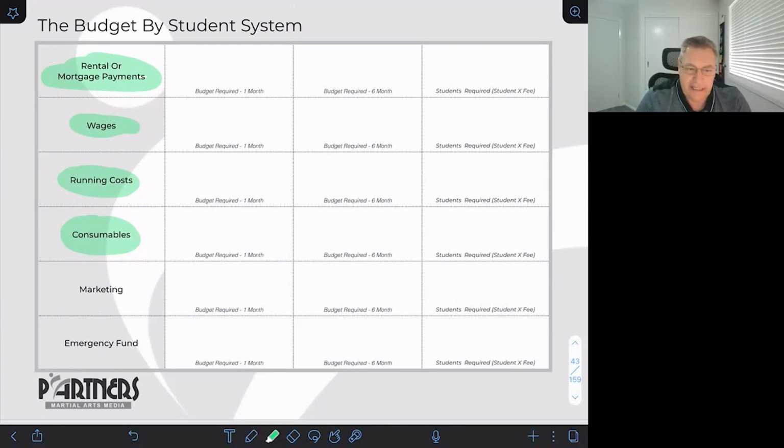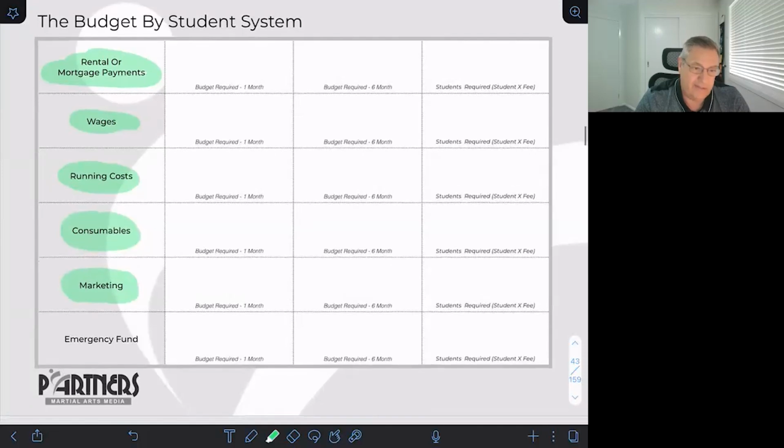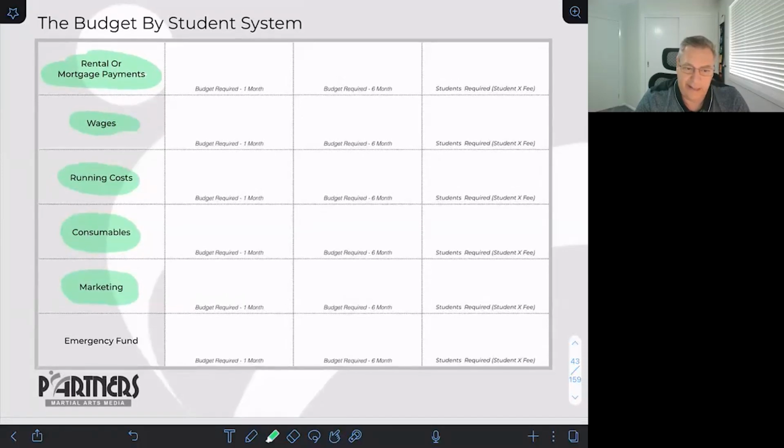Your marketing: if at least 10% of what you earn is not going on marketing, you're not really marketing. And an emergency fund: what happens if your building gets flooded, or there's smoke inhalation, or a murder, something happens nearby, and they close you down for a week or two? You might have to hire a hall for that period while you're waiting for your insurances to come good. Your insurances are included in your running costs as well.